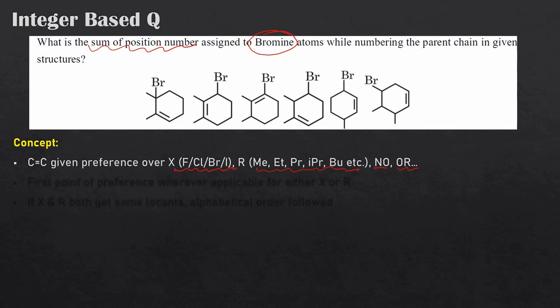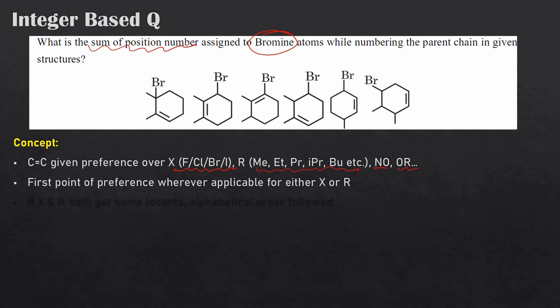The second point in the concept is that whenever we have the first group appearing, it is always given preference, whether it is an alkyl group or a halo group. So if you are naming a double bond, and from one of the sides a halogen is coming at the lower locant value, that numbering will be preferred, or if an alkyl group is coming at a lower value, then that naming should be preferred. That is the correct naming of the carbon chain.